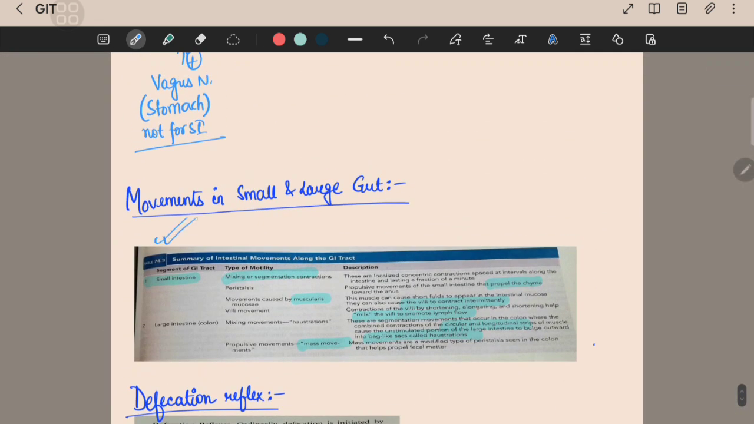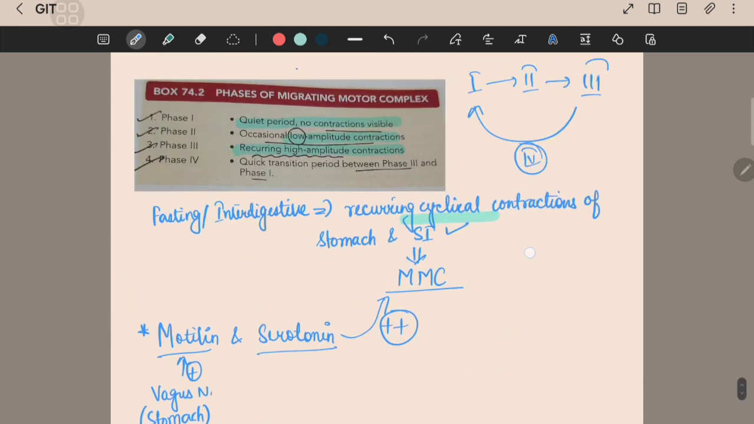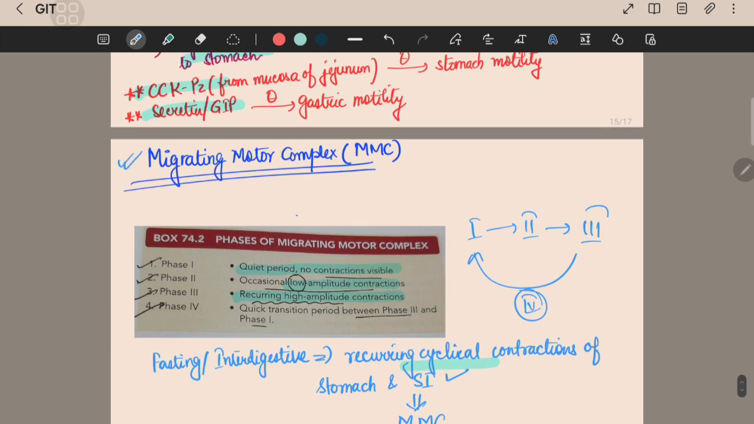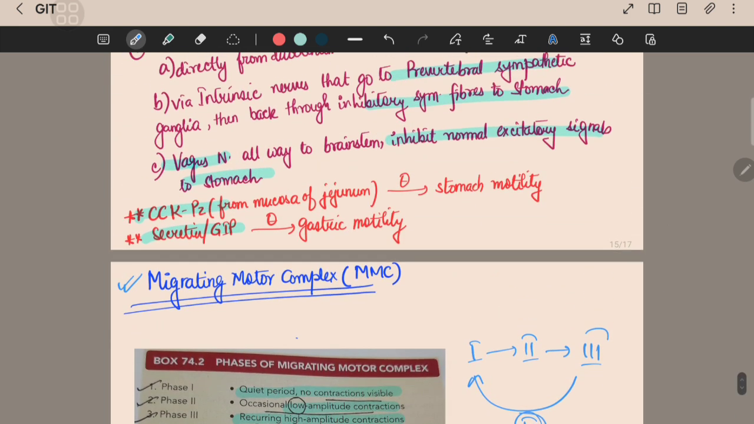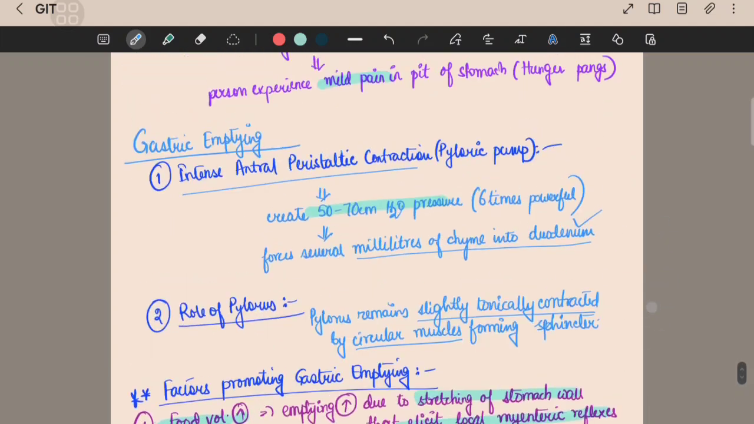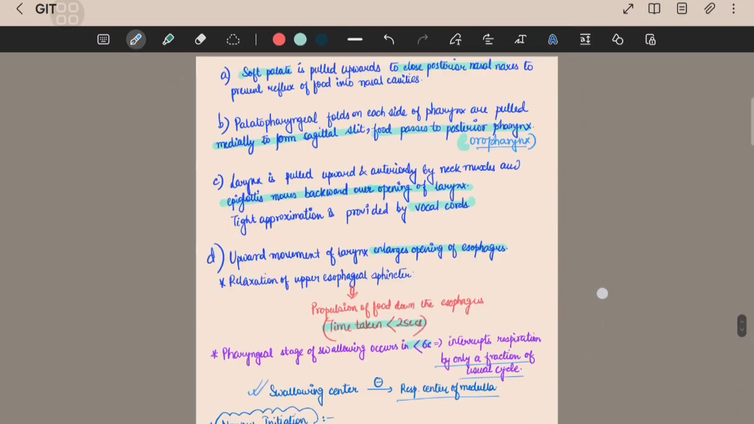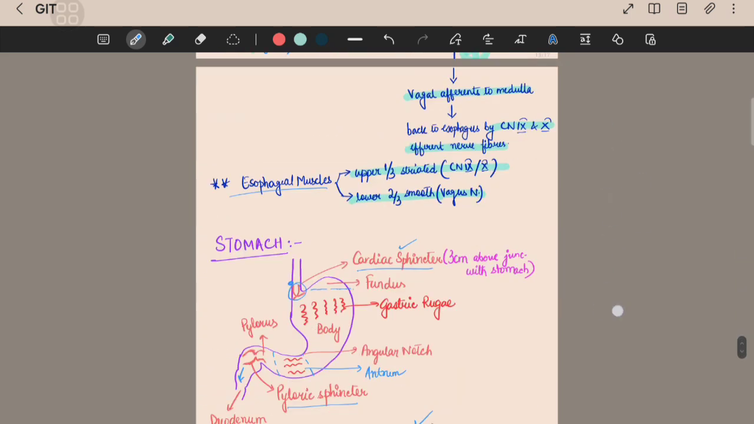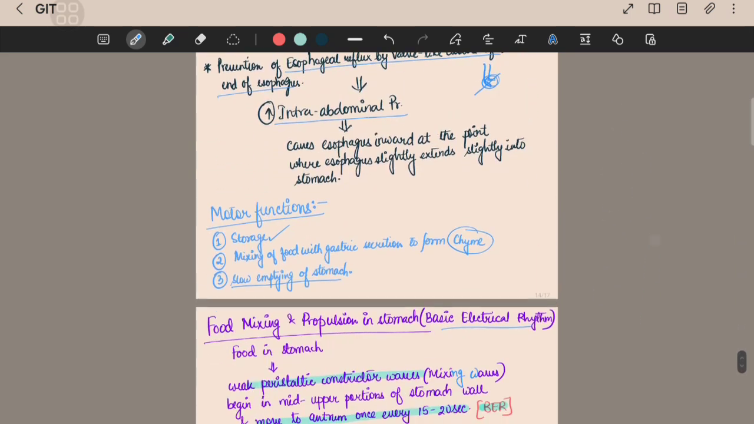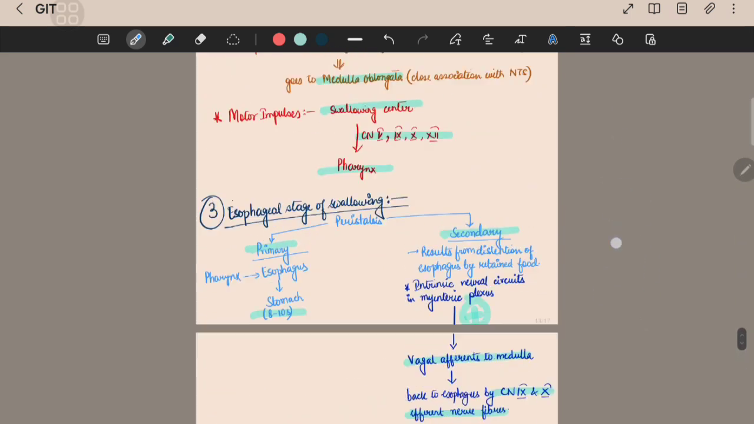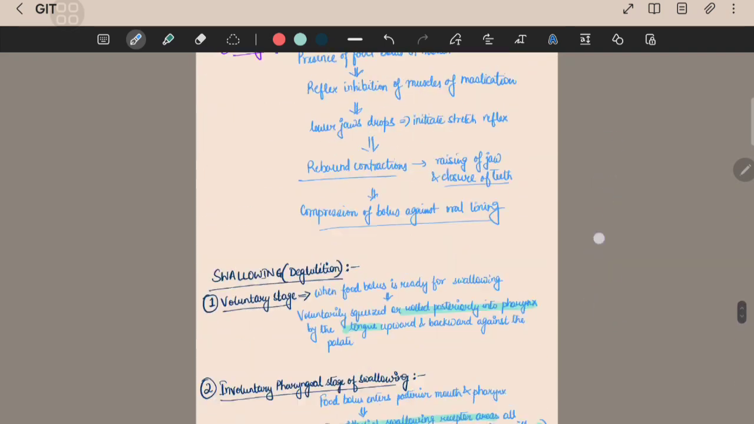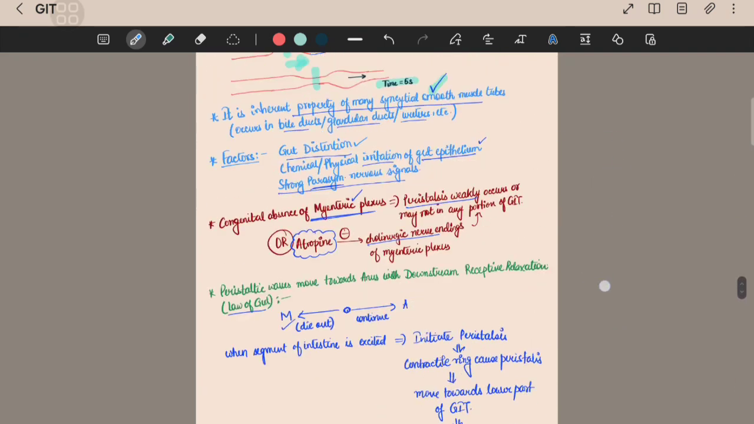You should also read about small movements in the small and the large gut. This migrating motor complex is asked in the Viva exam, and also it is important for the theory paper. Importance of gastric emptying is important. Questions can be asked from these segments. And what is this basic electrical rhythm? This is also important. BER is important over here. So with this we end the discussion on gastrointestinal motility.